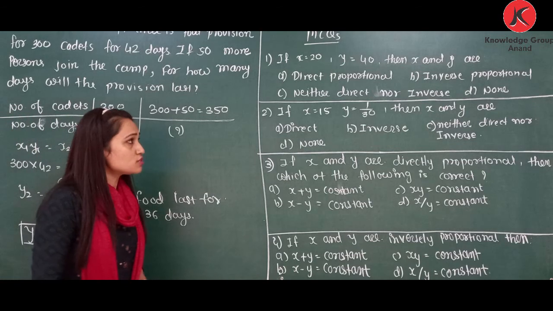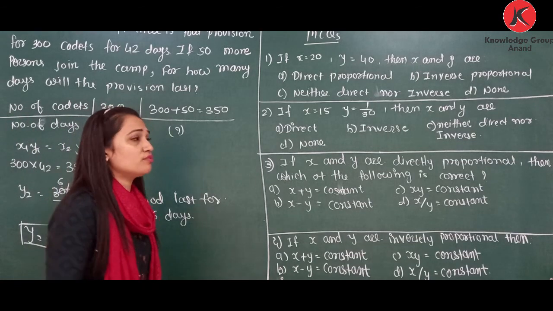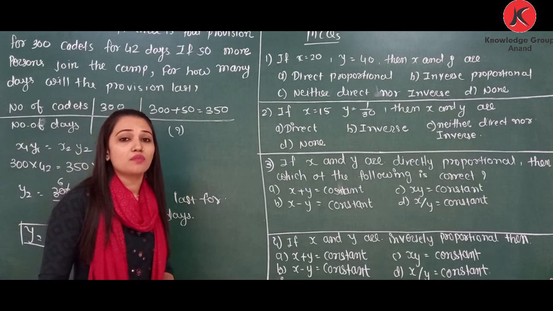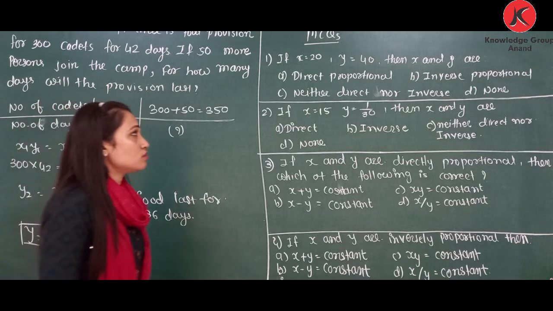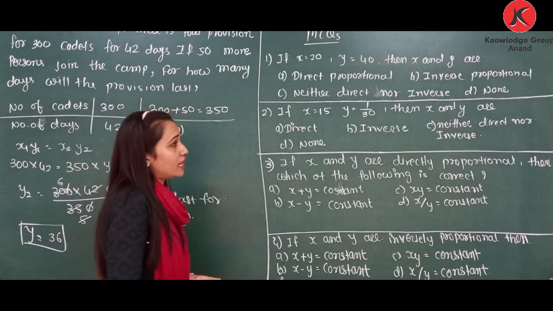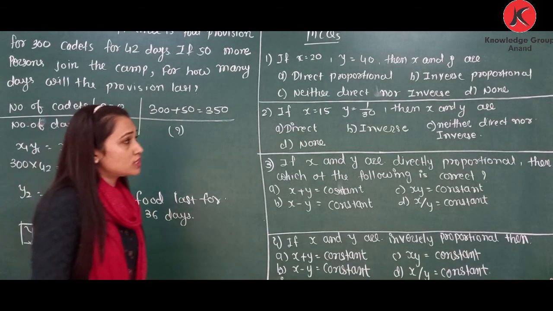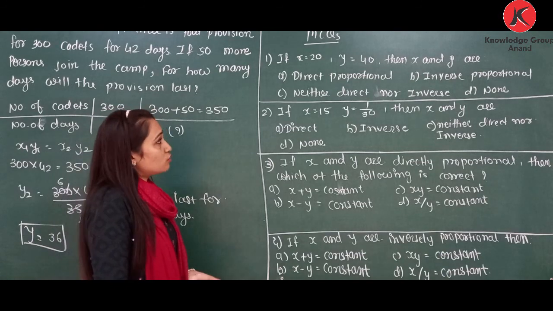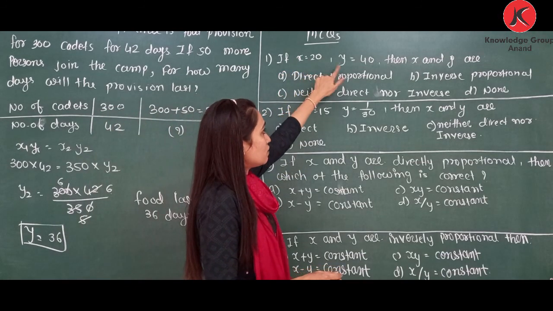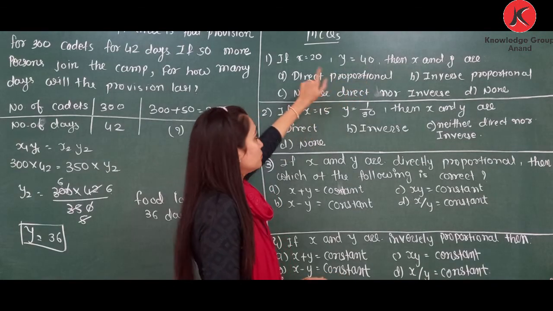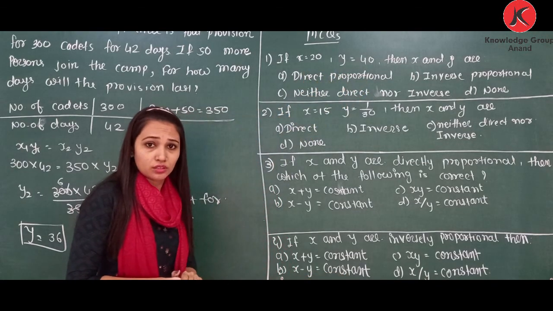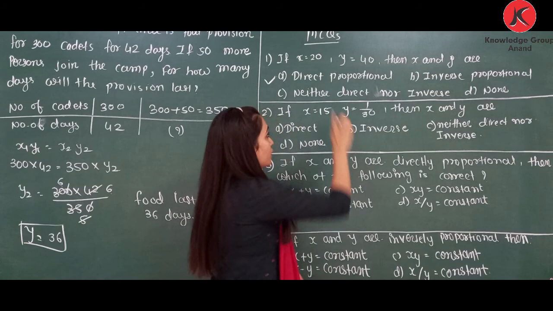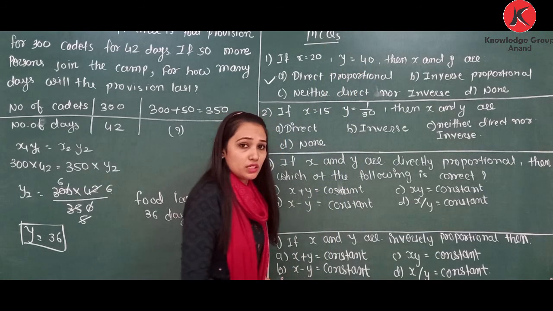Clear? Now let's solve some MCQs related to this chapter so you will understand which kind of MCQs can be asked. This MCQ can be converted into a blank or into true or false. So here, if x is 20, y is 40, then x and y are directly proportional, inversely proportional, neither direct nor inverse, or none of these. You can see from the values x is 20, y is 40. So the value of y is increasing. So it is in direct proportion. If we increase the value of x, y also increases.